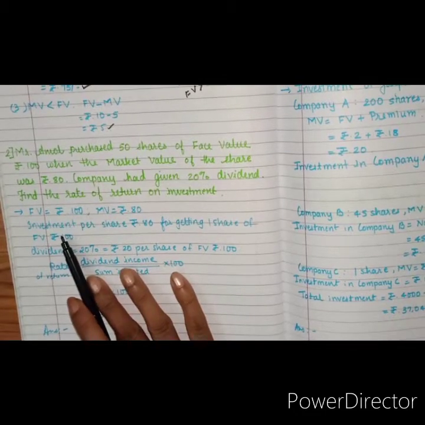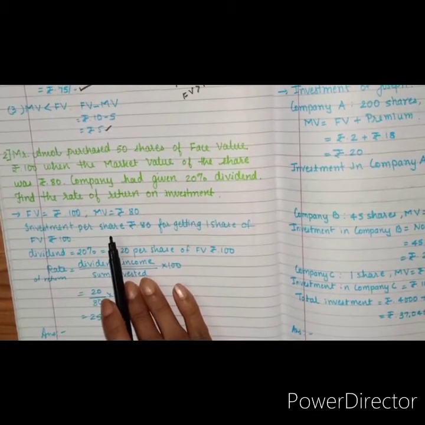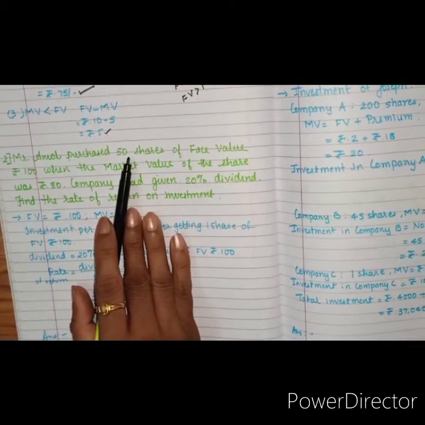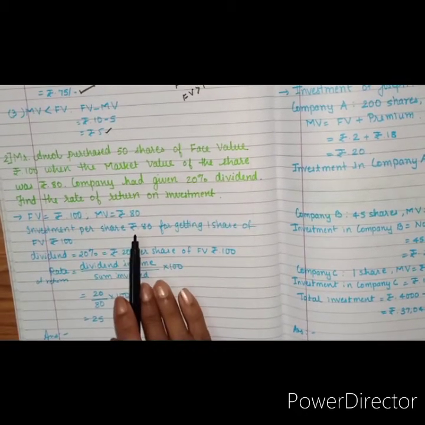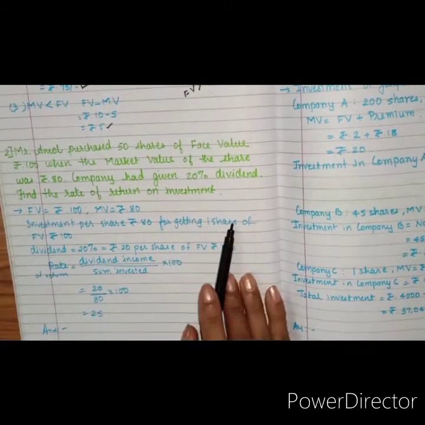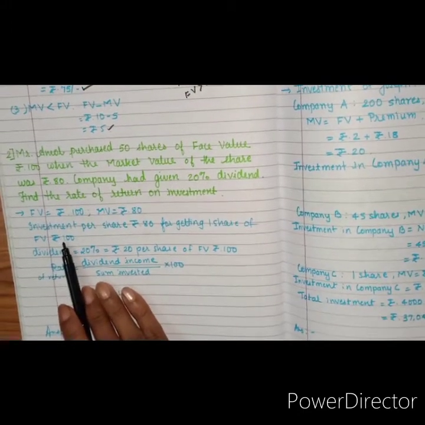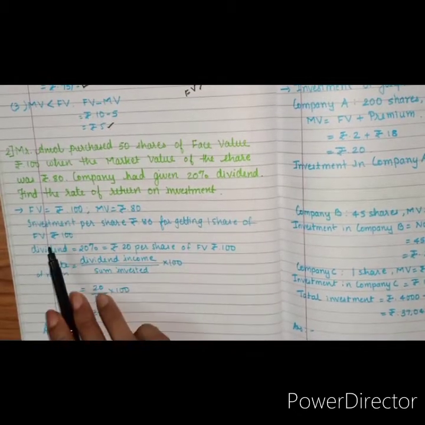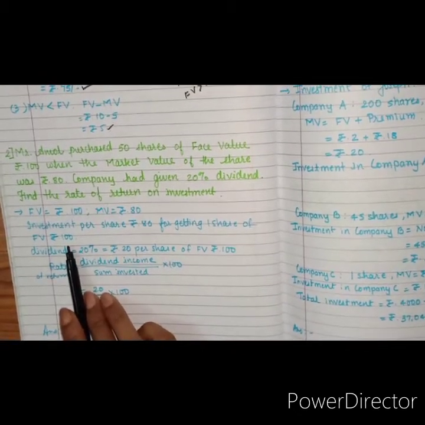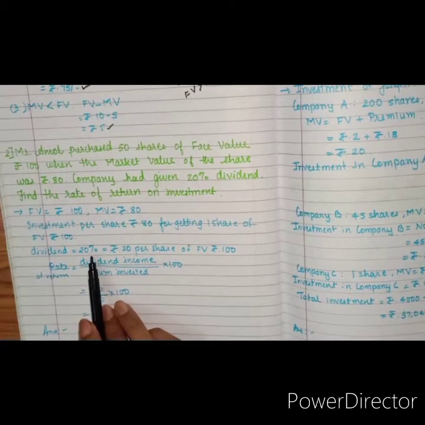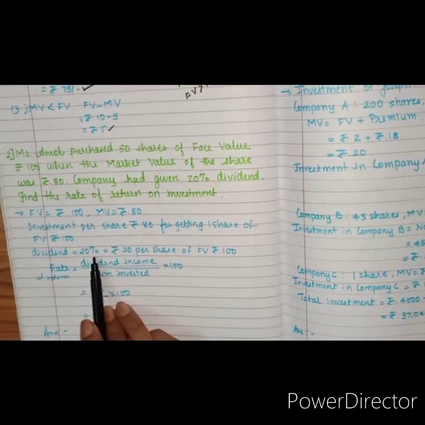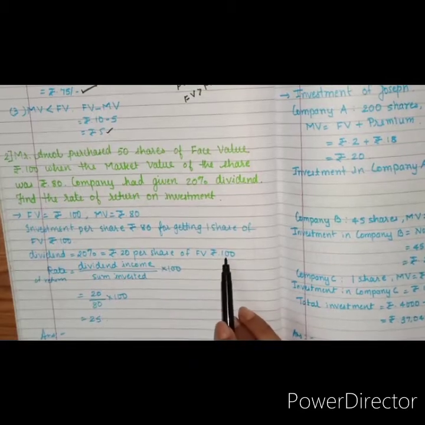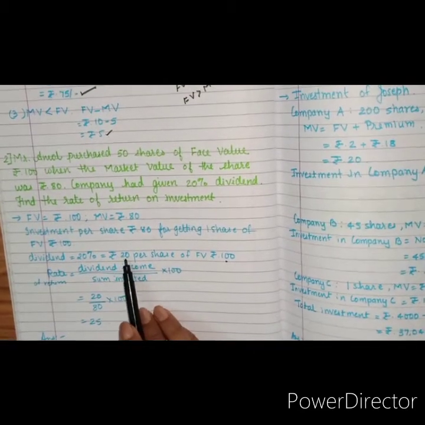So investment per share. He has purchased 50 shares, but for one share it is rupees 80. So for getting one share of face value rupees 100, he has spent 80 rupees. And the dividend given is 20%, that is rupees 20 per share, which means if it is 100 rupees, then you get 20 rupees per share.